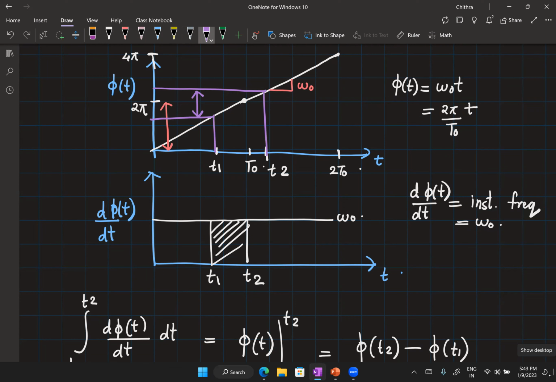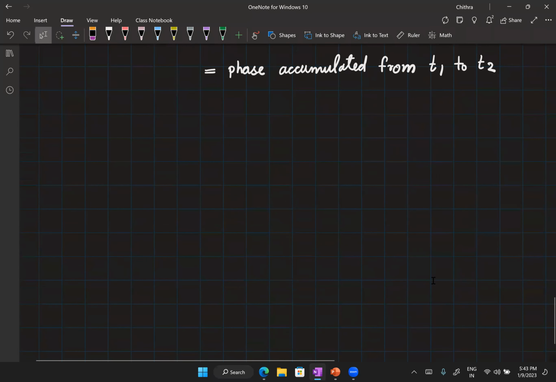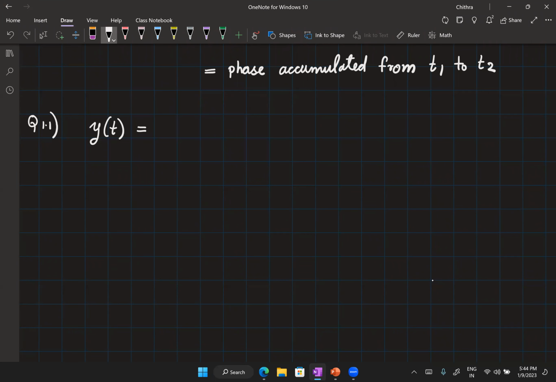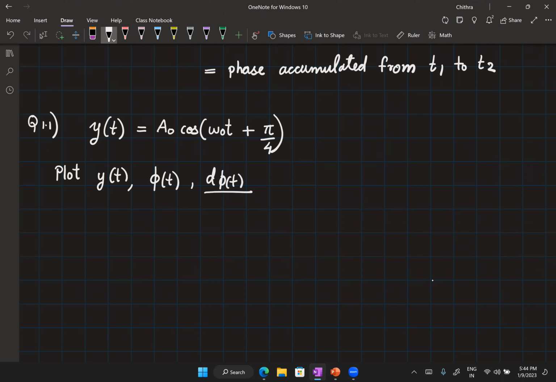Okay. All right. So now here is a homework for you to do. So now I'm giving you a y of t with some initial phase offset. So you have to repeat this exercise once more. You have to plot y of t, phi of t, and derivative of phi of t with respect to time. And do this and convince yourself that the results we have just explained are valid even in the presence of a phase offset.